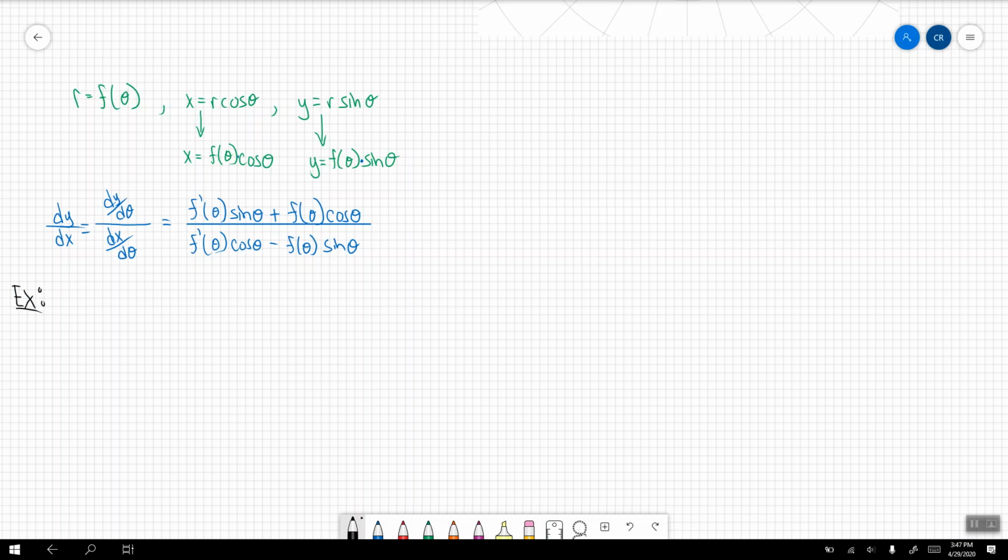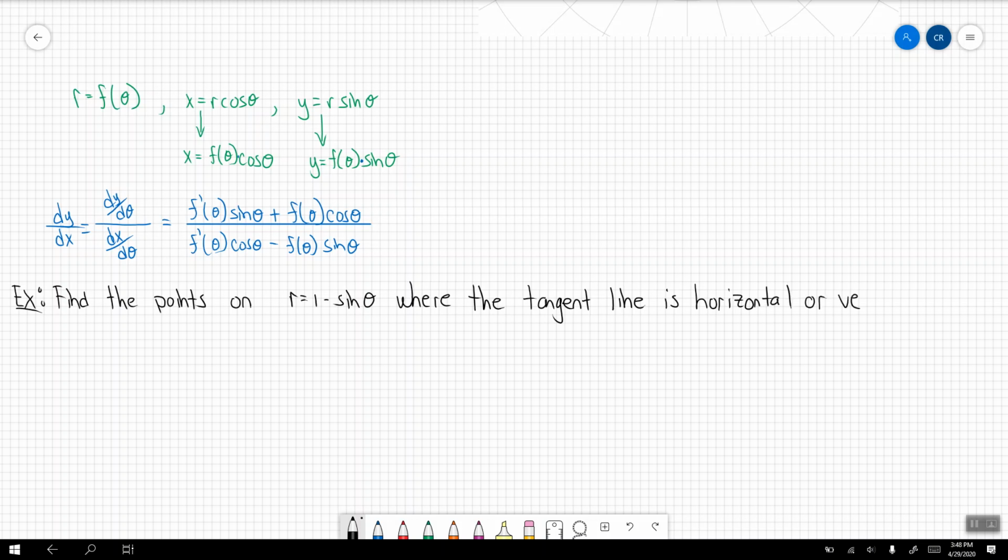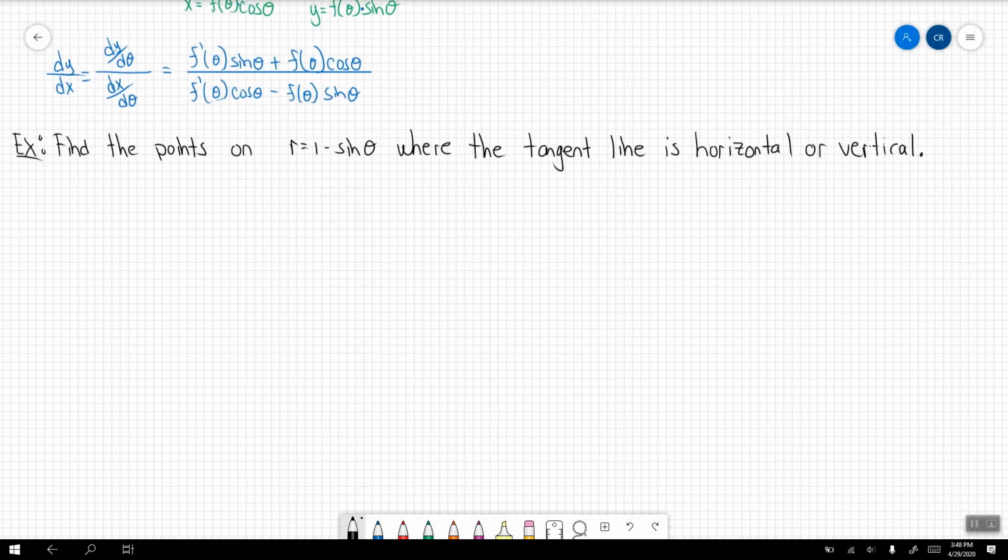So here goes this example. Find the points on r is equal to 1 minus sine of theta, where the tangent line is horizontal or vertical. All right, so we got a few things to do here.